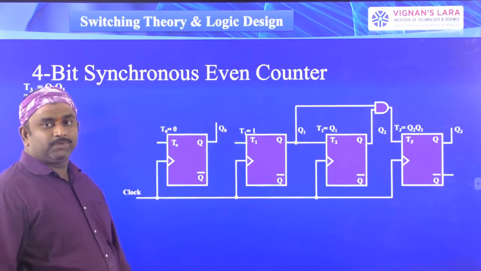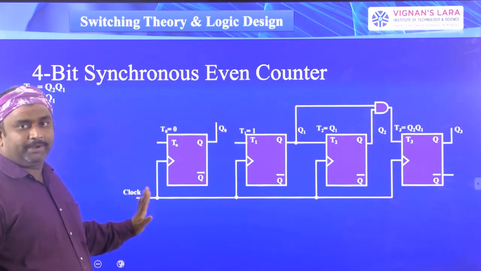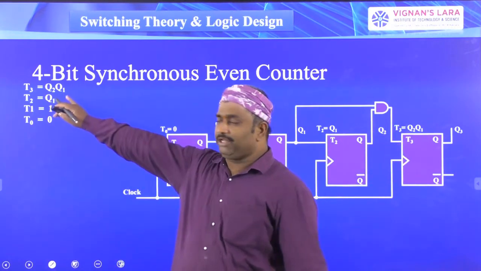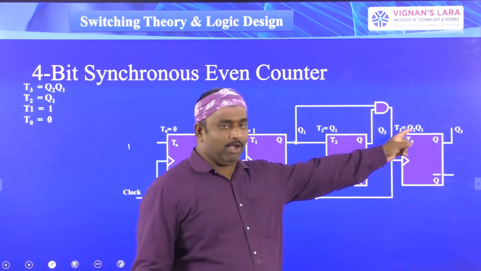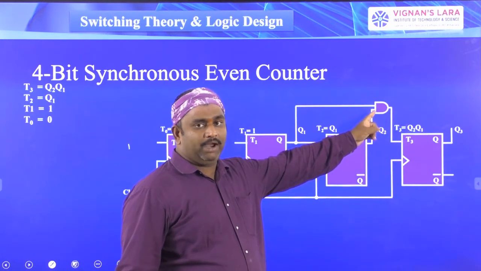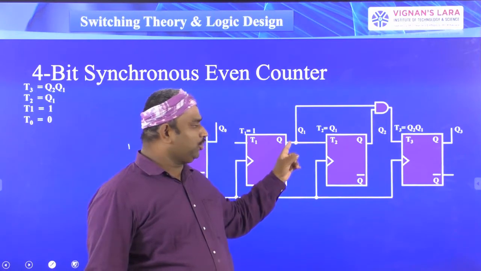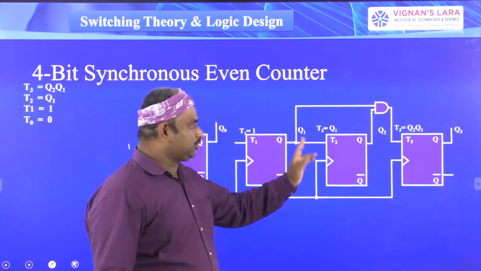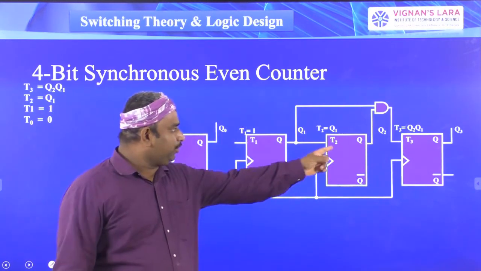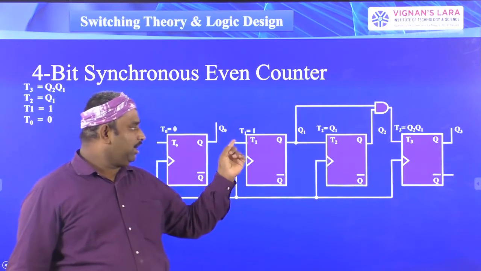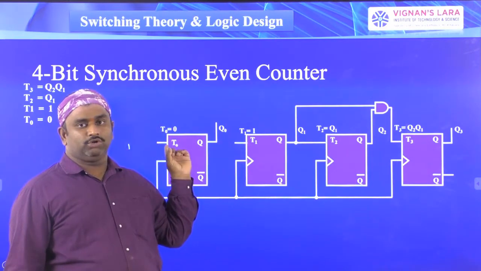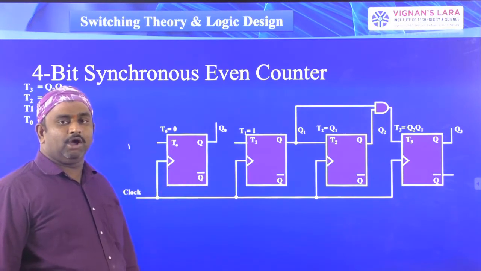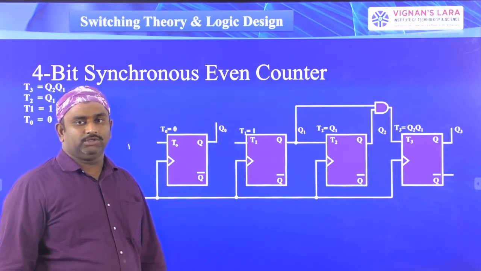Right. Now see here the 4-bit synchronous counter logic diagram. T3 is equal to Q2 Q1, as I have mentioned. So for the T3 input, I have drawn an AND gate. The inputs of this AND gate are Q2 and Q1, and the AND gate output is connected to T3. Next, T2 is equal to Q1, so the Q1 output is connected here. T1 is equal to 1 and T0 is equal to 0. So this is the connection, and this is the finalized simplified logic diagram for the synchronous even counter.